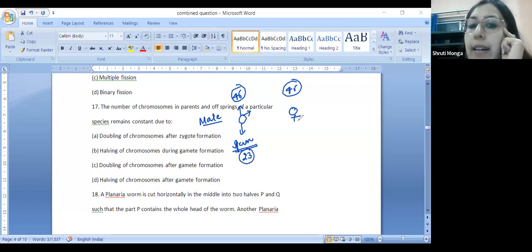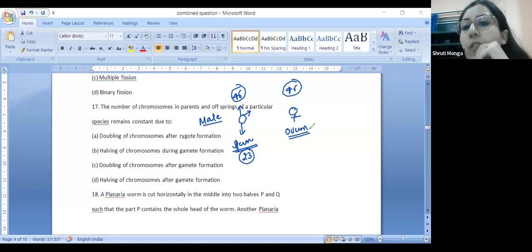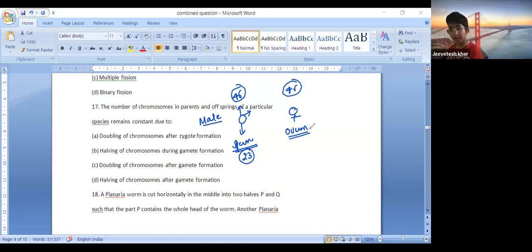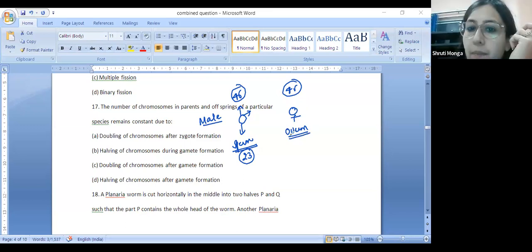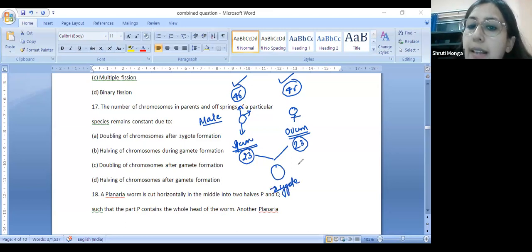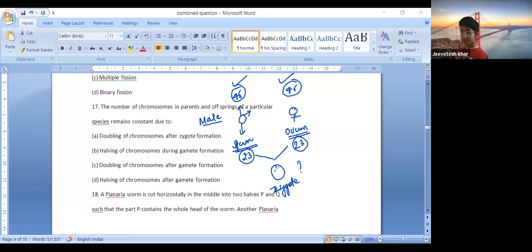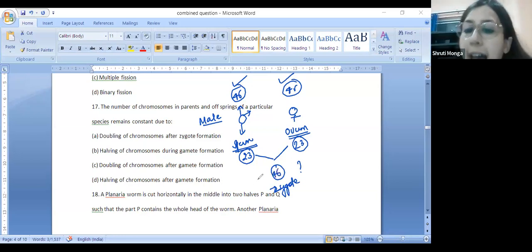Let's come to the female now. The female germ cell, which is the ovum. How many chromosomes would be present in the female egg cell? 23. No doubt in this, right? So the parents have 46 chromosomes in general. But when fertilization takes place, fusion of gametes takes place: the male and the female gamete will be fused. And what do you get? Zygote. How many chromosomes will be there in the zygote? 46. So the zygote is 46.